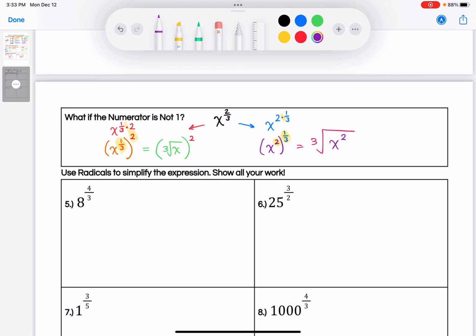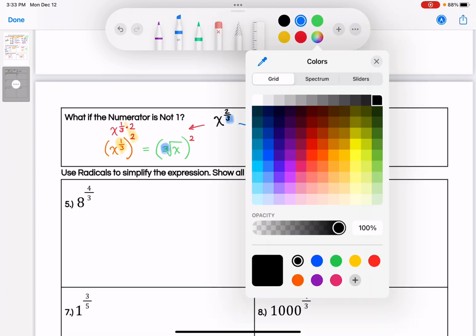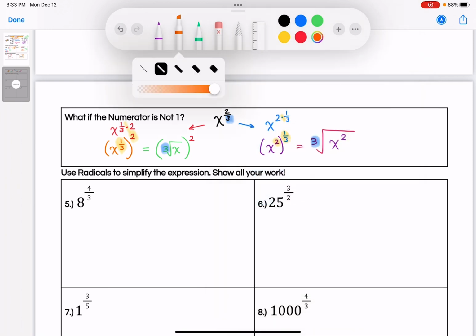But if we go back and look through this, what are we noticing? Where is that denominator showing up? The denominator is still showing up as the degree of the root, right? Either way, the denominator is the degree of the root. Where is that numerator showing up? So either way, the numerator is showing up as the exponent. Whether the exponent is inside the radical or outside of the parentheses, the numerator is the exponent.